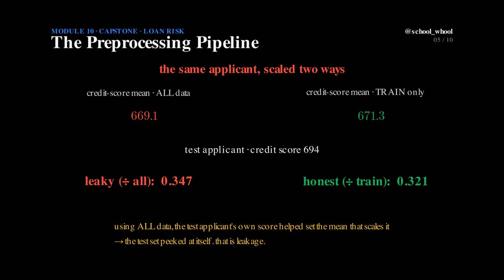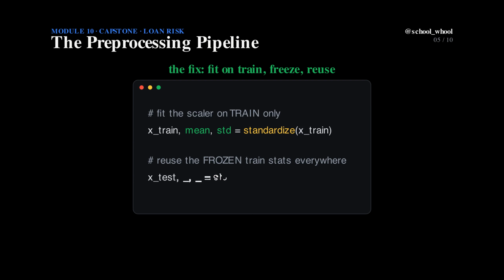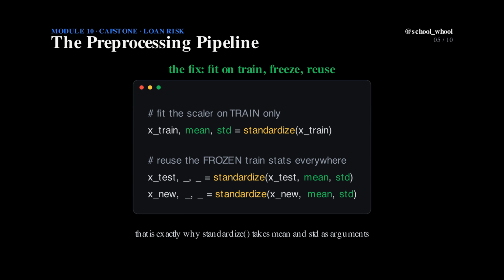The fix is a firm rule. Fit the pipeline on the training data only. Learn the mean, the standard deviation, and the categories from training. Freeze them. Then apply those frozen numbers to the test set and to every future applicant, reusing the training statistics, never recomputing on new data. That's exactly why our scaling function takes the mean and standard deviation as arguments, fit them once on train, then pass them in everywhere else. The test set stays a genuine unknown.